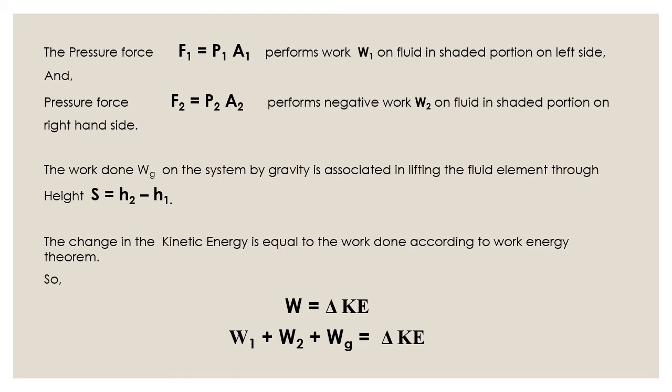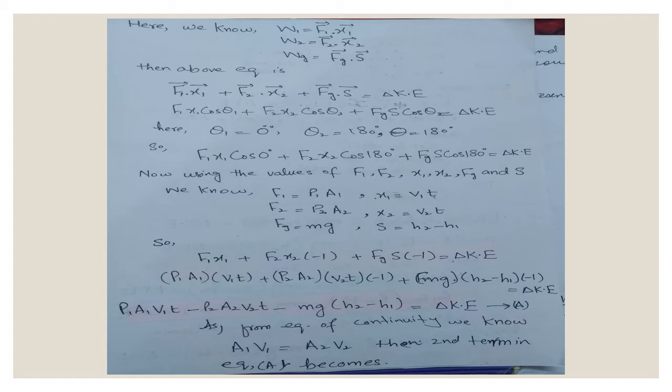The change in kinetic energy, with the work energy theorem, is W equal to delta KE, that is the change in kinetic energy. The whole work done, W1 plus W2 plus Wg, is equal to the change in kinetic energy. Here we know W1 is equal to F1 into X1, W2 is equal to F2 into X2, and Wg is equal to Fg dot S. Putting these values in the above equation, we get F1 dot X1 plus F2 dot X2 plus Fg dot S is equal to the change in kinetic energy.